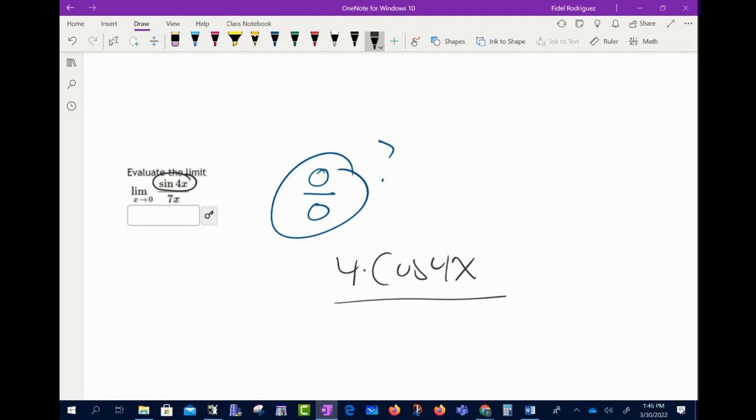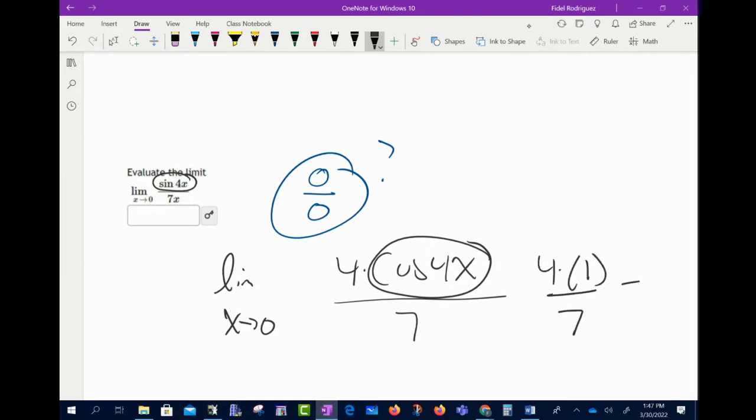Well, okay, but why is it 4 over 7? You understand my point? Why is it 4 over 7? What's the derivative of the bottom? 7, right? Now, if I take the limit as x goes to 0, well, I know the cosine of 4 times 0, the cosine of 0 is 1, over 7, and here's my 4/7. Does that make sense?